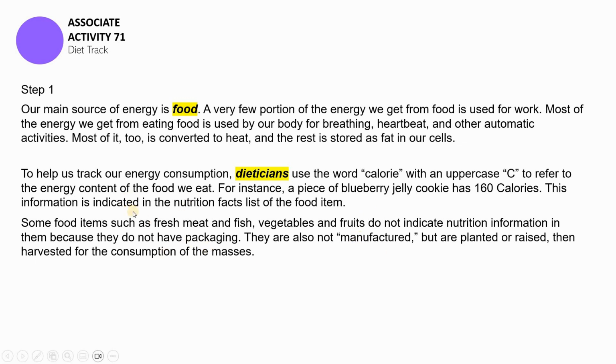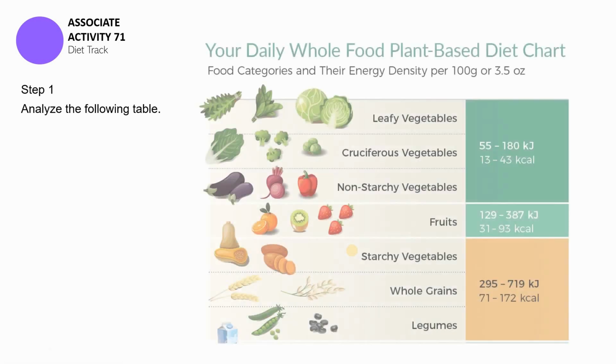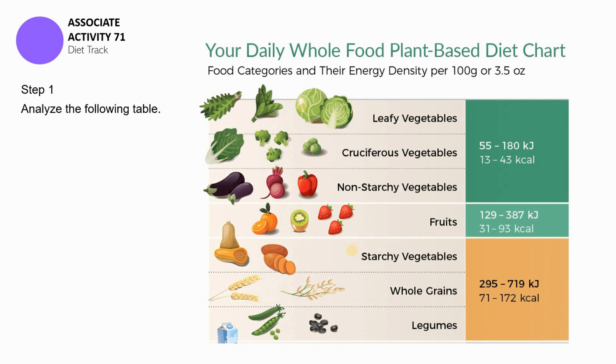Now, some food items such as fresh meat and fish, vegetables, and fruits do not indicate the nutrition information because they do not have a packaging. They are also not manufactured but are planted or raised then harvested for the consumption of the masses. So some foods like that really do not have labels. But still, science was capable of tracking down how many Calories or kilojoules they actually have. So analyze the following table.